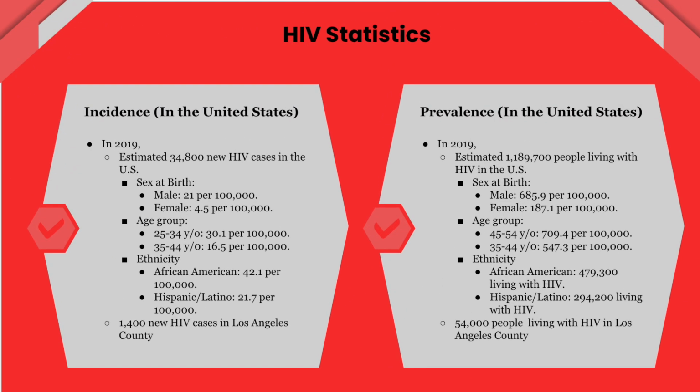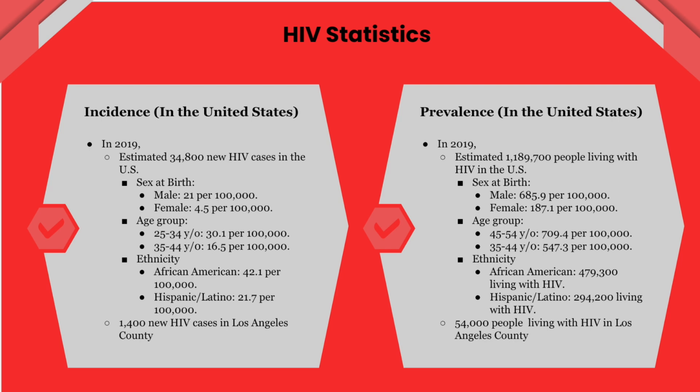Thank you, Brittany. And so now we'll be moving on to HIV statistics, starting off with incidence. In 2019, there was an estimated 34,800 new cases of HIV in the United States. When broken down, we see the different rates per 100,000 population, starting off with sex at birth, where males had a rate of 21 compared to females at 4.5.